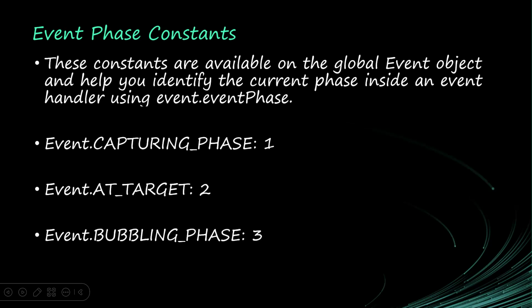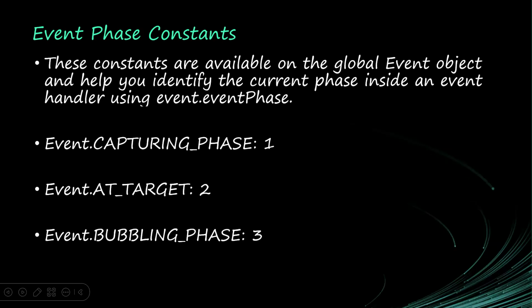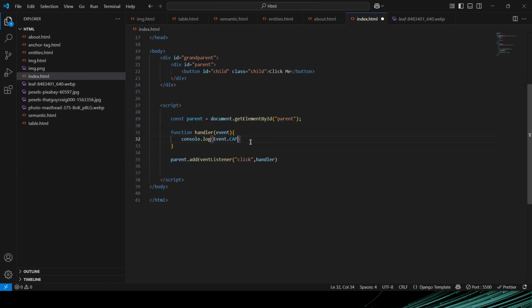So I can say console.log event dot, event dot CAPTURING_PHASE. Everything is capitalized, okay? So now I can say event dot CAPTURING_PHASE. So these are constants.